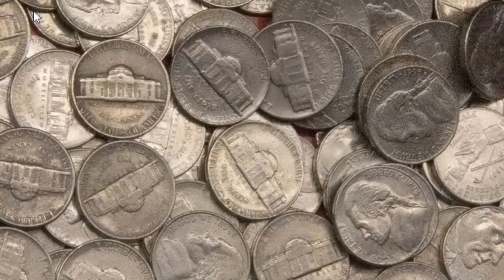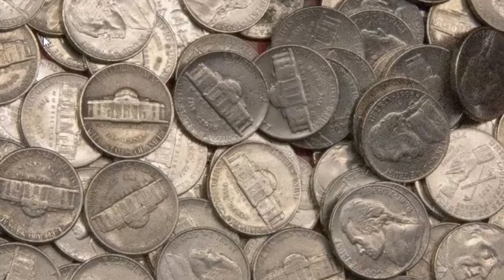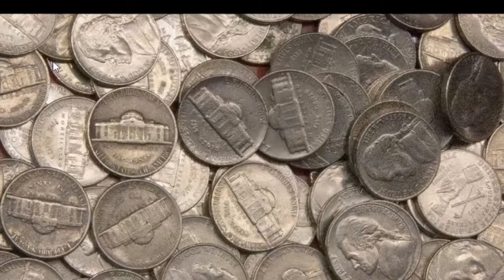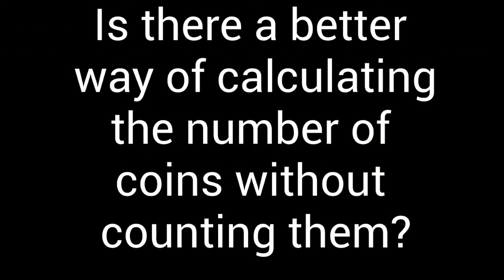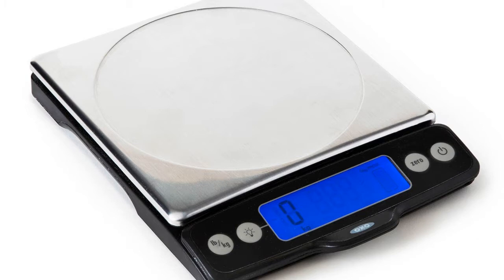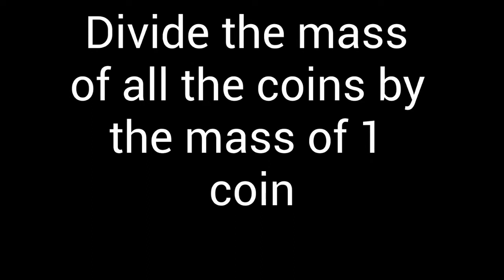One way to count all the coins is to simply count them, but eventually this takes a long time. Is there a better way of counting the coins without physically counting each one? Well, what if you had a scale? If you put all the coins on the scale and measure how much they weigh, then you can divide the total mass of all the coins by the mass of just one coin. Well, 75 grams divided by 5 grams per coin equals 25 coins. Did you get it? Good.